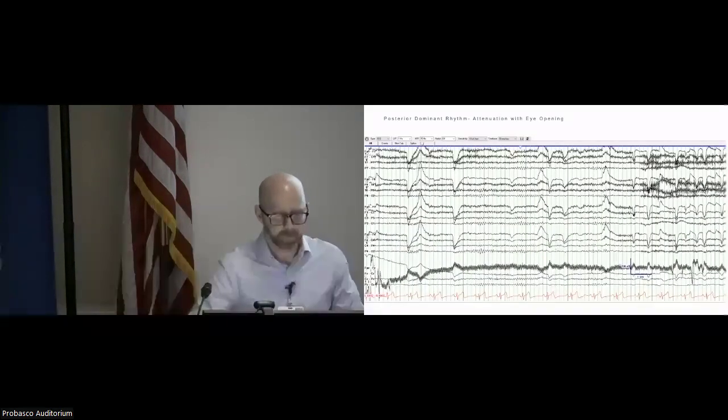And here's an example of attenuation with eye opening. When they open their eyes, it's deflecting upwards here, a negative deflection, and you see this goes away. They close their eyes, it kicks in; they open their eyes, it goes away. They close their eyes, it comes in; they open their eyes, it goes away. So this is generally what you're looking for with a normal reactive posterior dominant rhythm. This is the bread and butter of a normal awake EEG: looking for this and locating this.